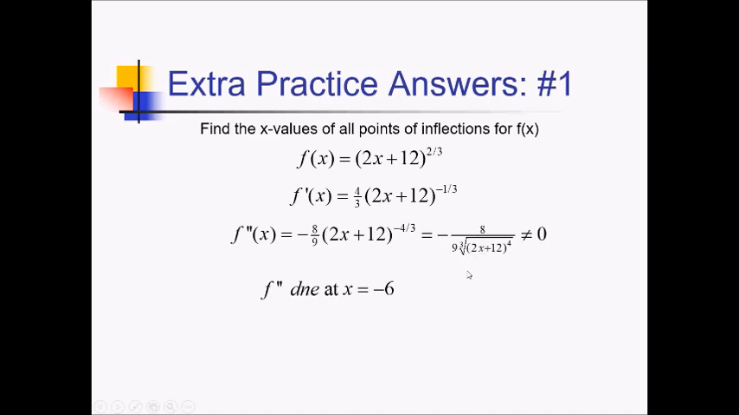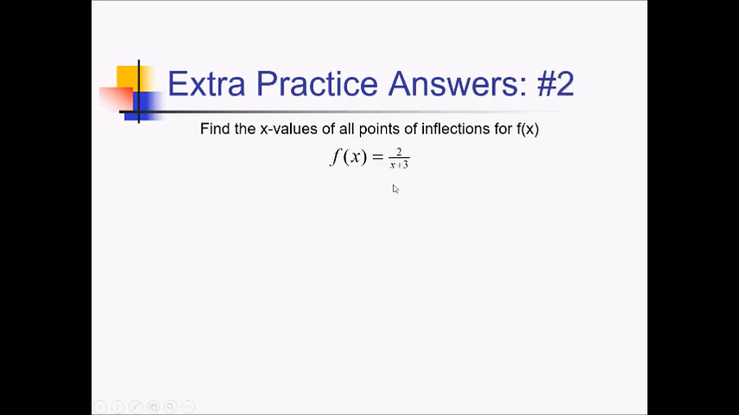So now let's take a look at what's going on with the sign here. We could do some sign analysis around negative 6, but if you take a look at this, we're raising all this stuff to the 4th power, so that guarantees you're getting a positive result inside the cube root. The cube root of a positive is positive. A positive times 9 is positive. A positive divided by a positive is positive, and the whole fraction is negative. So f double prime is going to be negative for all x values except for that value of negative 6, which makes it undefined. Since there is no sign change in f double prime, that means there is no point of inflection.